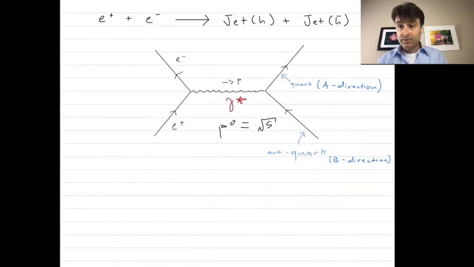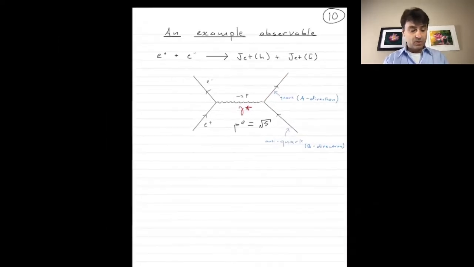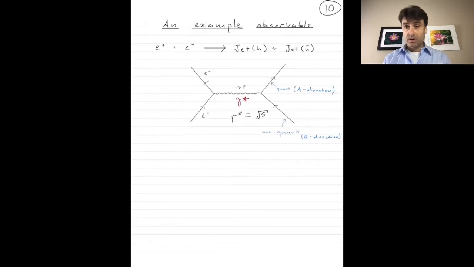Okay, and in fact, if we're in the center of mass, then that photon just has a 0th component. So P0 would just be the center of mass energy of the system. Okay, and all of that energy is going to get transferred to this quark and anti-quark pair going out in opposite directions. Now, you know that in real life, you never observe a quark in an actual experiment.